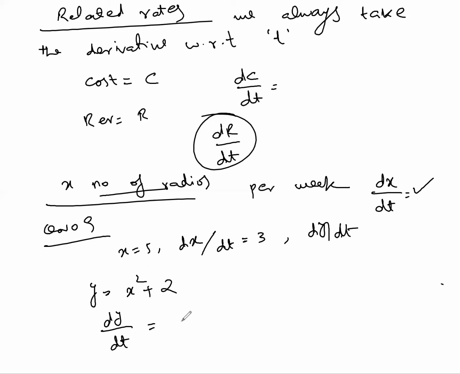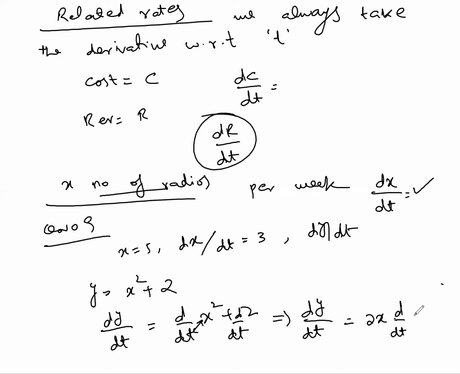So d by dt of x square plus d by dt of 2 will be dy by dt. As I said, when these two variables are not the same, first we take the derivative. Normally the derivative of x square is 2x. Now the base is x, and the derivative we are taking is with respect to t. These two variables are not the same, so it becomes dx by dt. So this is dy by dt.